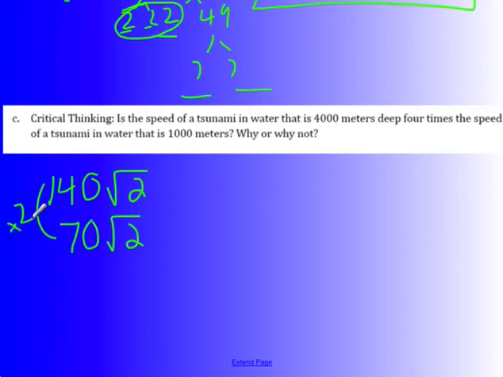Well, why is that? Think about it logically. The depth is 4 times more. But when we did that 4 times more, we put it underneath a radical. What's the square root of 4? Well, it's 2. So that's why it's only double the speed, because of that radical.